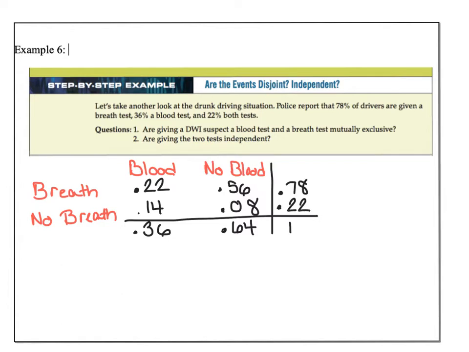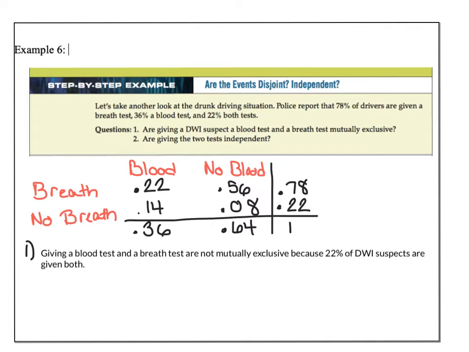First of all, we are asked, are these mutually exclusive? Well, no, these are not disjoint. We have 22% who are given both. Now, to determine if the two tests are independent, we're going to use the idea that, well, the probability of one event, so I'm just going to go with breath. I could do it a different way, which I'll mention in a second. The probability of breath, given that I've also taken a blood test, has to be equal to the probability of just having a breath test.